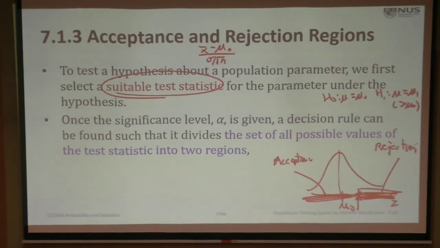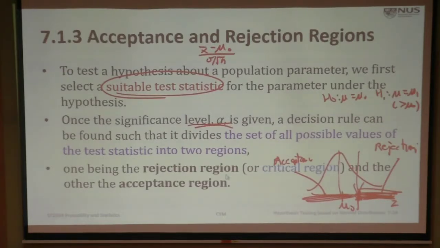So in other words, I decide on these regions. Basically I just have to decide on this value. Once I decide this value, then I partition the range of the test statistic into two parts. One part is called the acceptance region, the other part is called the rejection region. All right, so how to choose this point, or how to choose this region? I choose it in such a way that the chance of rejecting the null hypothesis is alpha. The significance level is alpha.